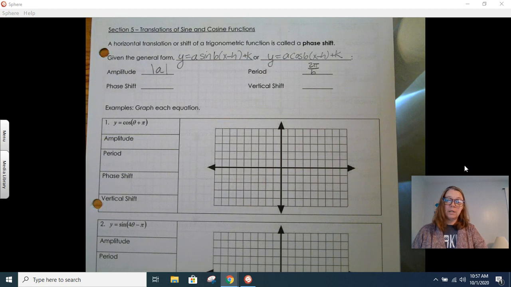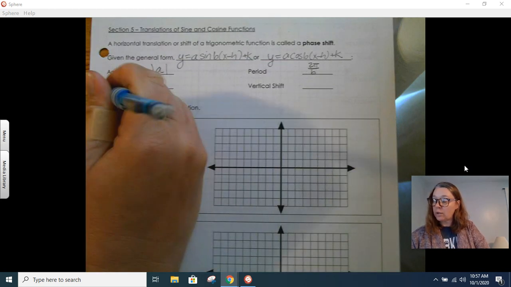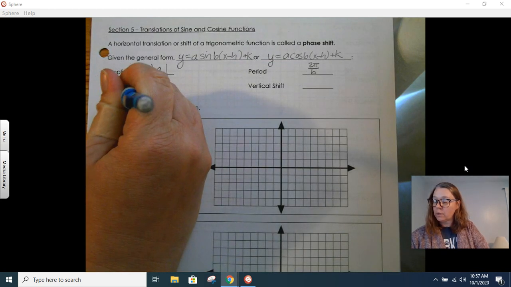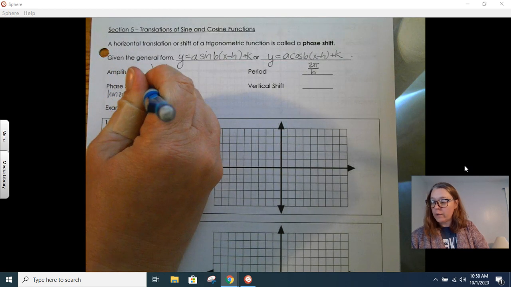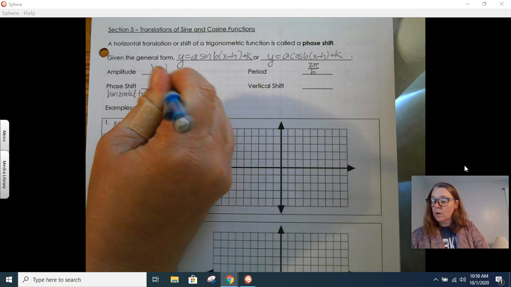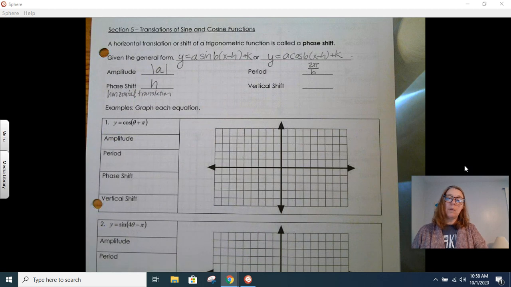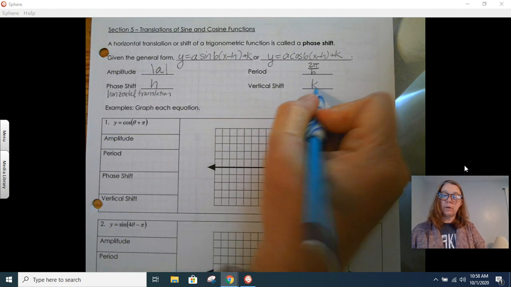Phase shift is another way of saying our horizontal translation. We usually use this if it's a trig graph, we call it a phase shift. That's our h value. That's going to make it move left or right, and then k is our vertical shift, up or down.